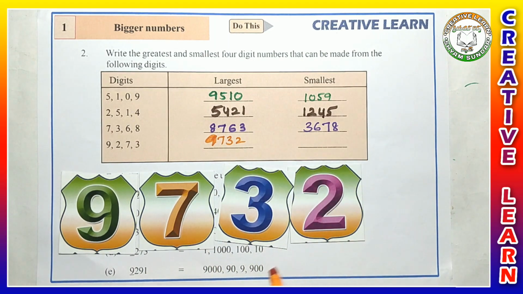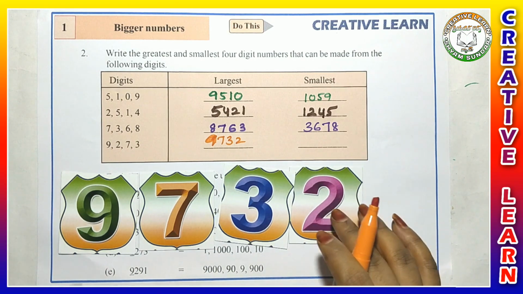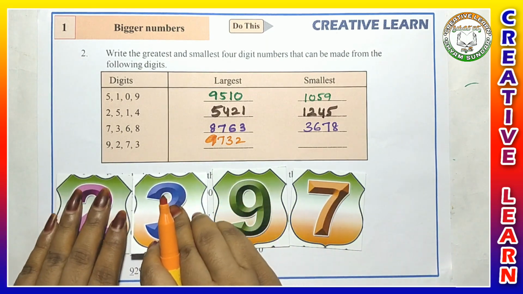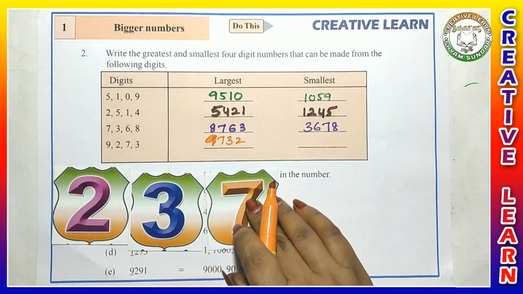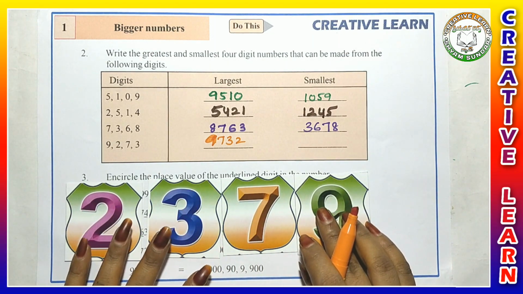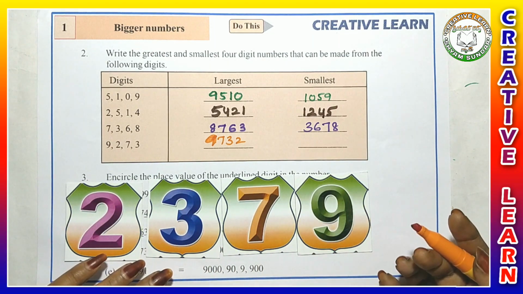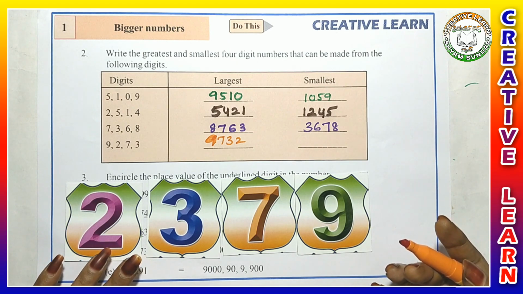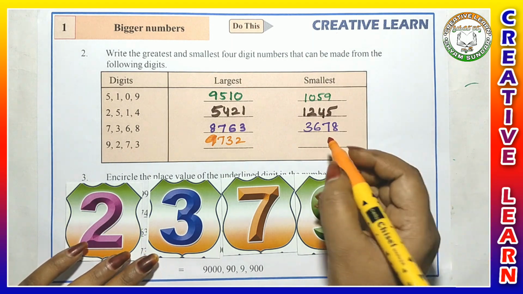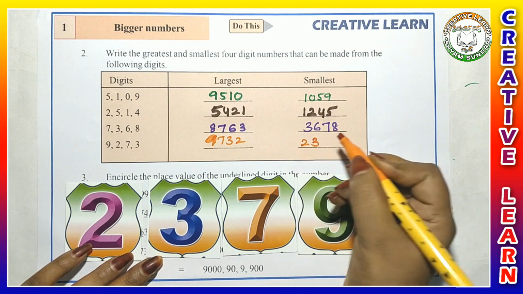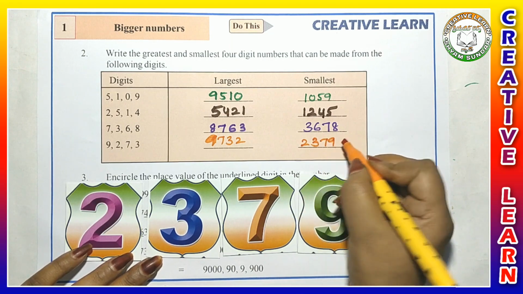And to get the smallest number, we have to take small to big. Means 2 in the thousands place, 3 in the hundreds place, 7 in the tens place, and 9 in the ones place. So what is the number name? 2379. It is the smallest number formed by the digits 9, 2, 7, 3. Let's write here: 2379.